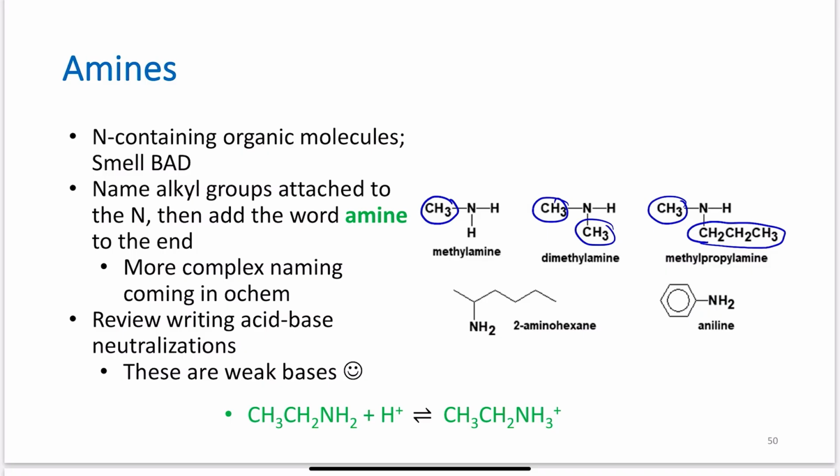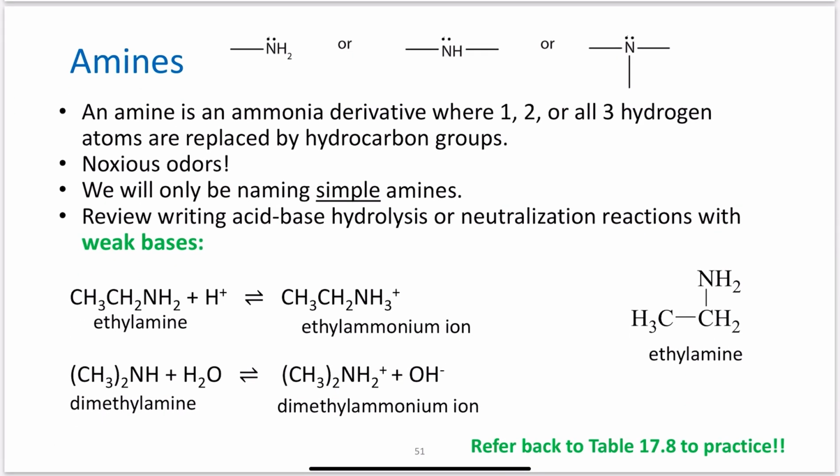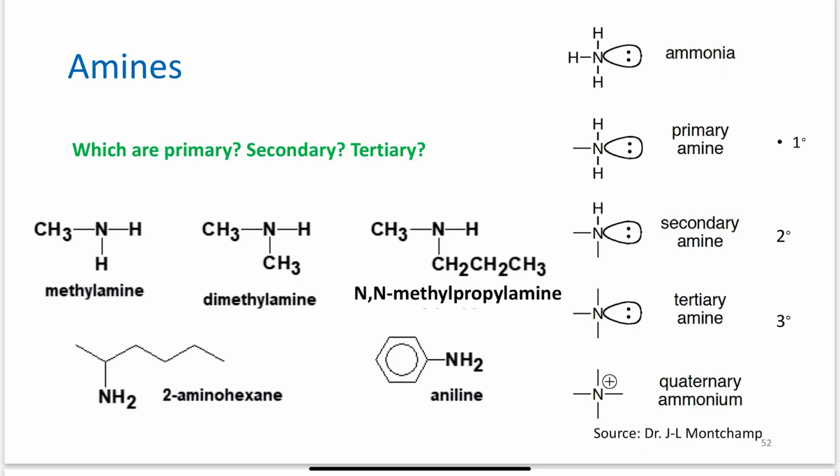Remember that your amines are weak bases, so these can be involved in some of the chemistry that we do. An amine is an ammonia derivative where 1, 2, or 3 of the hydrogen atoms are replaced by hydrocarbon groups. We are only naming simple alkanes in this class, okay? But you can see here ethylamine, and dimethyl, meaning 2 methyl groups, amine. Ethylamine, you've got an ethyl group attached to it. Note that amines do have primary, secondary, and tertiary. Alcohols do this as well.